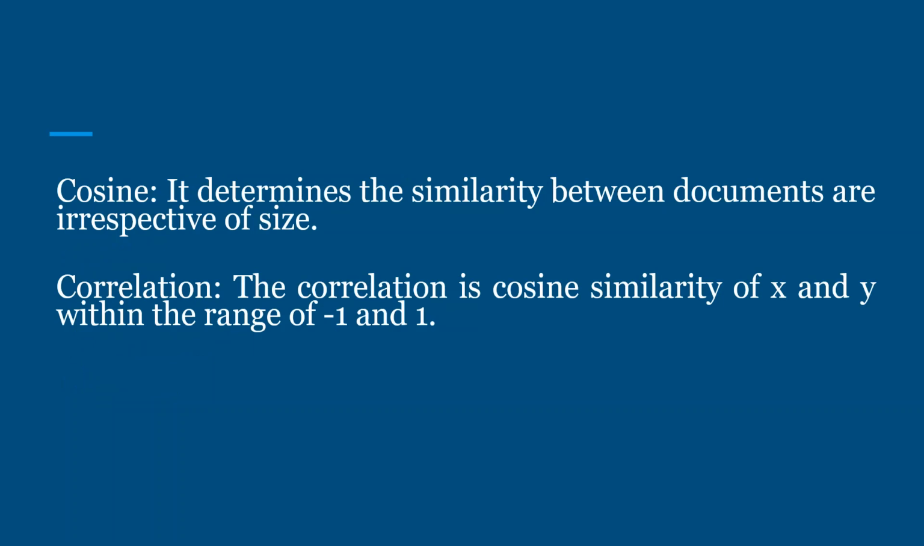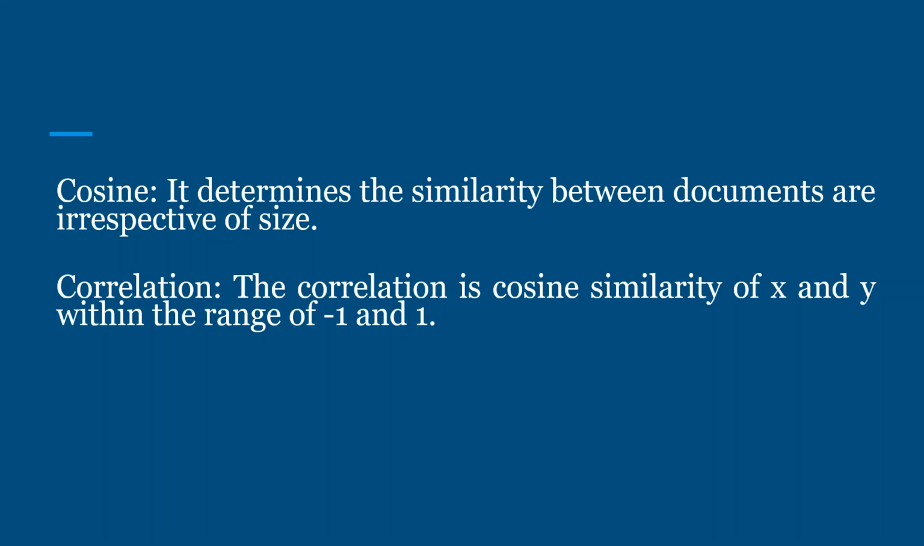So the cosine determines the similarity between two documents irrespective of their sizes. That is, when we give two data samples to cosine, it determines the similarity between them even though there are very limited amounts of data or very huge data. That is, cosine works in the same way with small data as well as large amounts of data. So that is one pro of cosine.